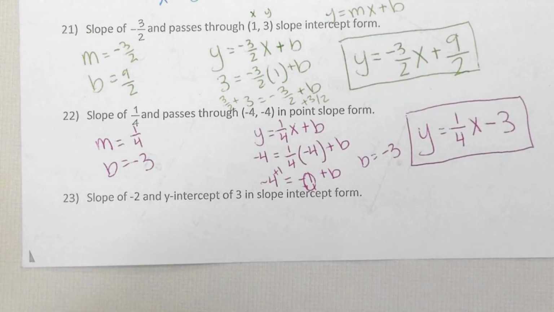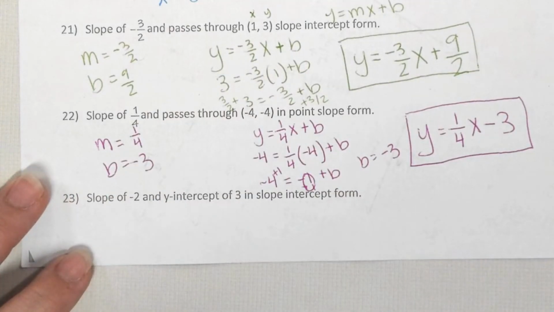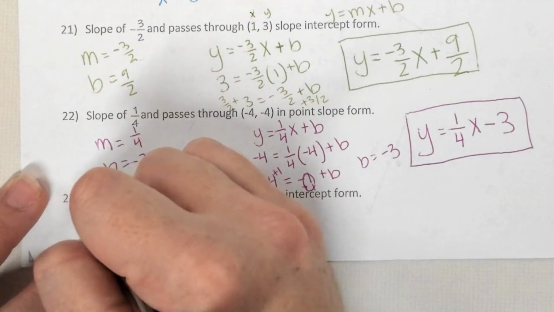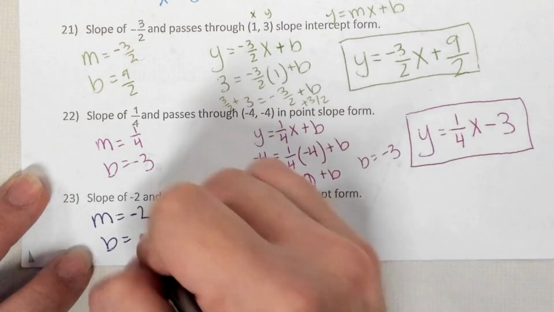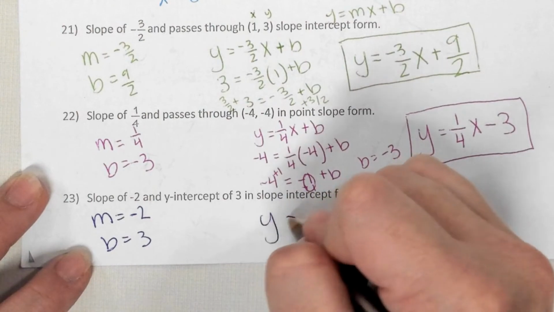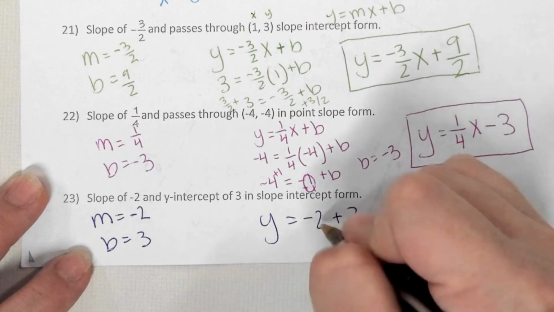Last one, it says a slope of negative 2 and a y-intercept of 3. Well, I need to find slope and my y-intercept, so if it gives me everything I need, my slope is negative 2, my y-intercept is 3, y equals negative 2 plus 3. Oop, don't forget your x.